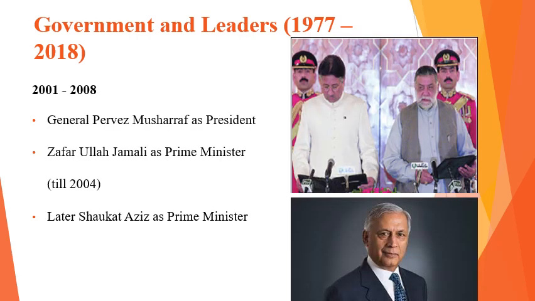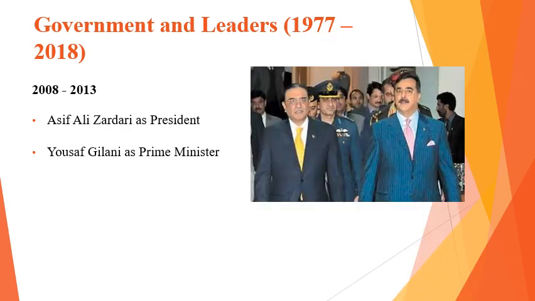And now, 2001 till 2008, General Pervez Musharraf is president. Zafarullah Khan Jamali became the Prime Minister of Pakistan till 2004. For 2 months, the temporary Prime Minister was Chaudhry Shujat Hussain, and finally Shaukat Aziz became the Prime Minister of Pakistan. This was the period when Pakistan's economy was on the boom regarding economic aspect.